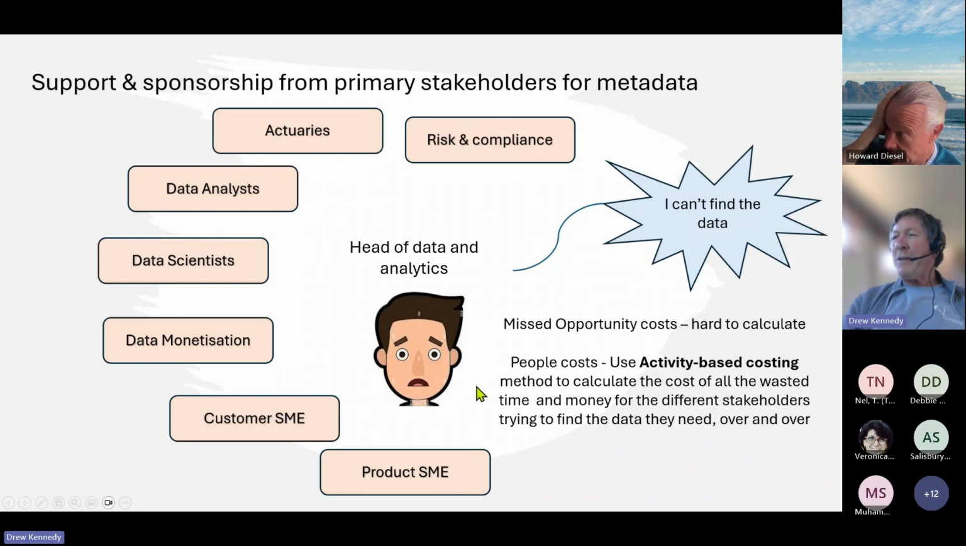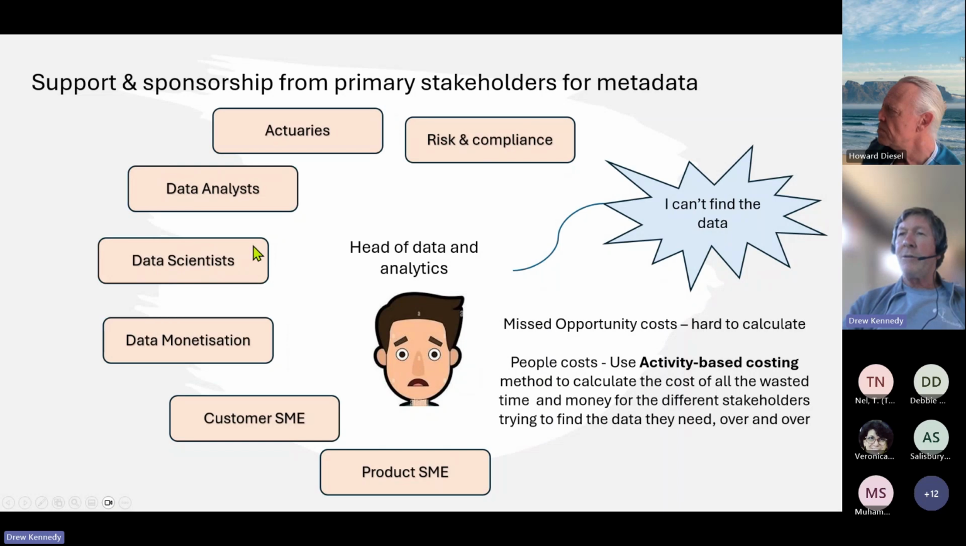But if you were to take and model the cost of a data scientist and look at the cost of their salary, their overheads, everything else, and look at the amount of time it takes them to find data over and over and over and over, you would come up with a RAND value.